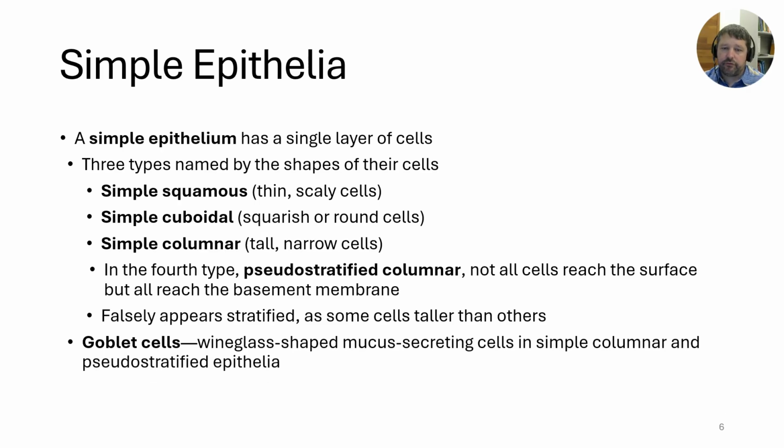Goblet cells, another kind of specialty cell. They're going to be wine glass shaped, so they come up and then spread out. And normally that's going to be associated with secreting some kind of material.